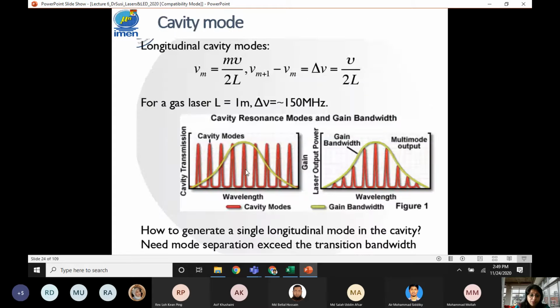And what we can do, in order to get a single longitudinal mode in the cavity, is have a mode separation that exceeds the transition bandwidth. So we can put an additional bandwidth here, and so you can get a single longitudinal mode. So this will become the single laser emission spectrum.